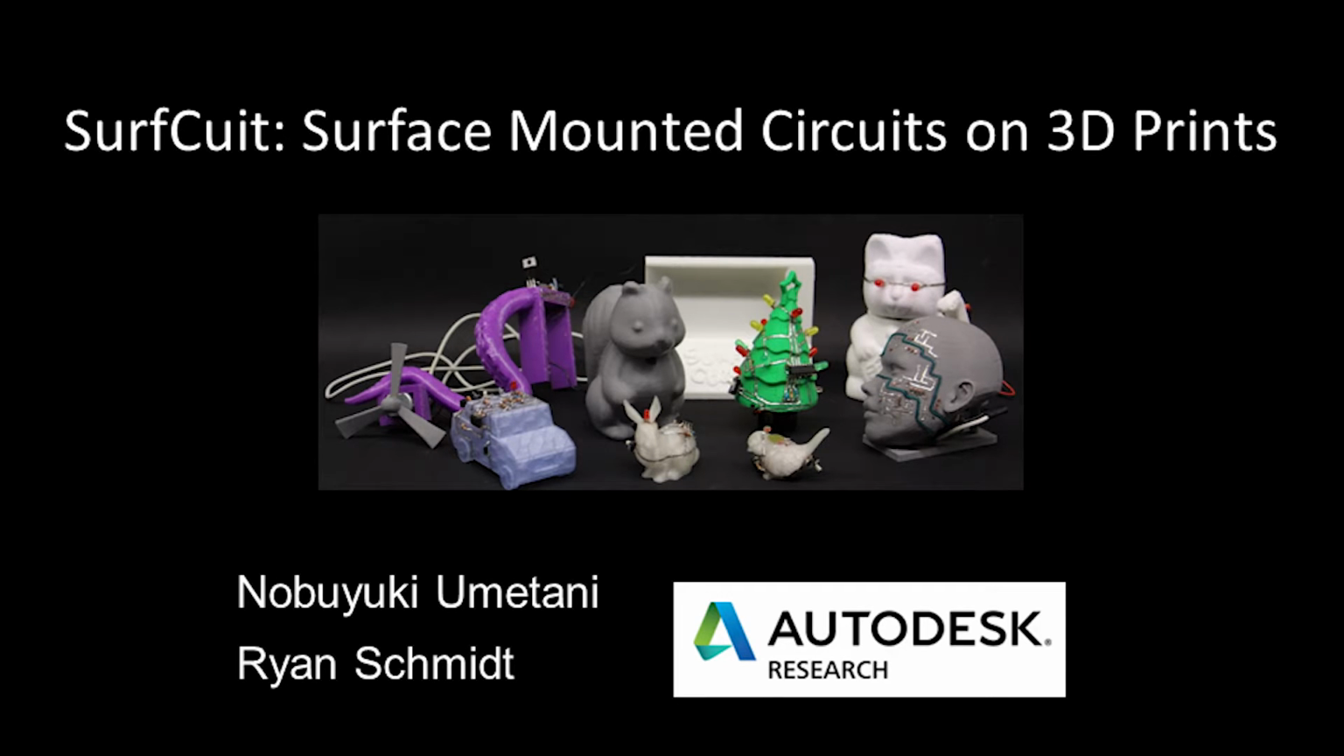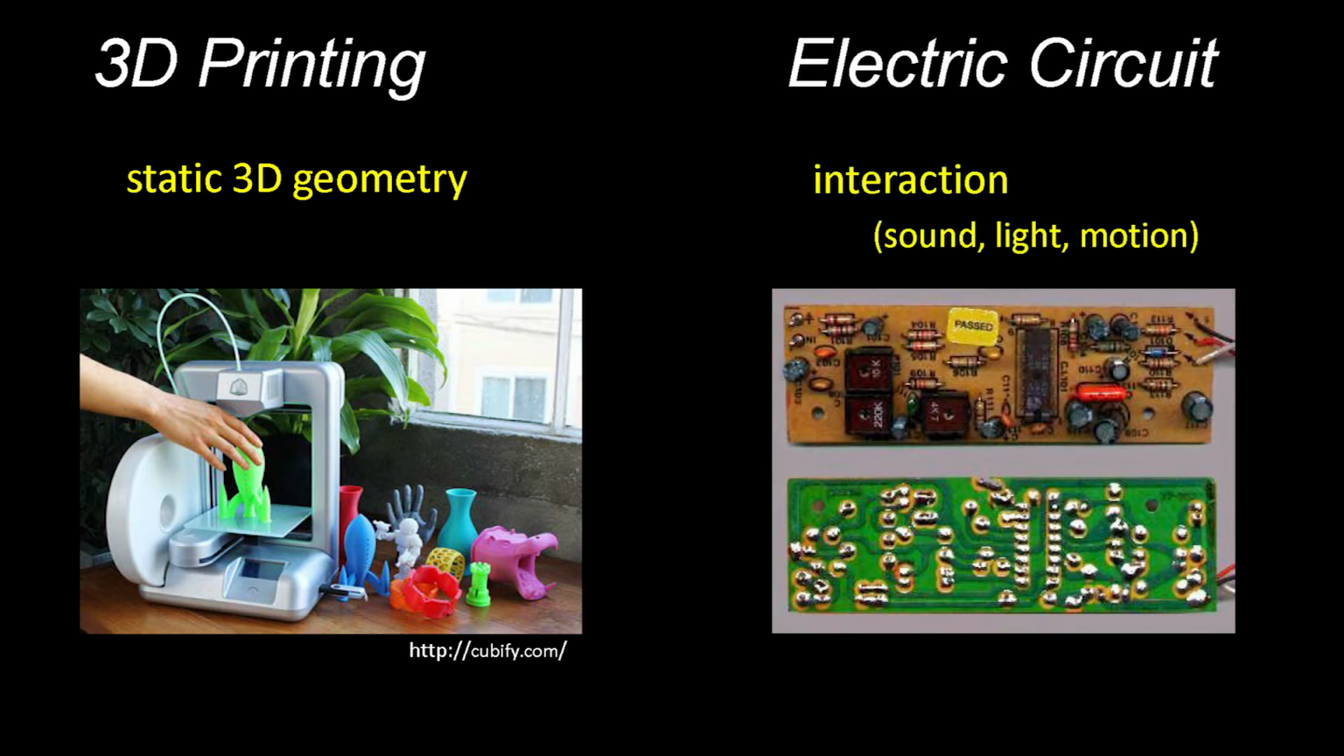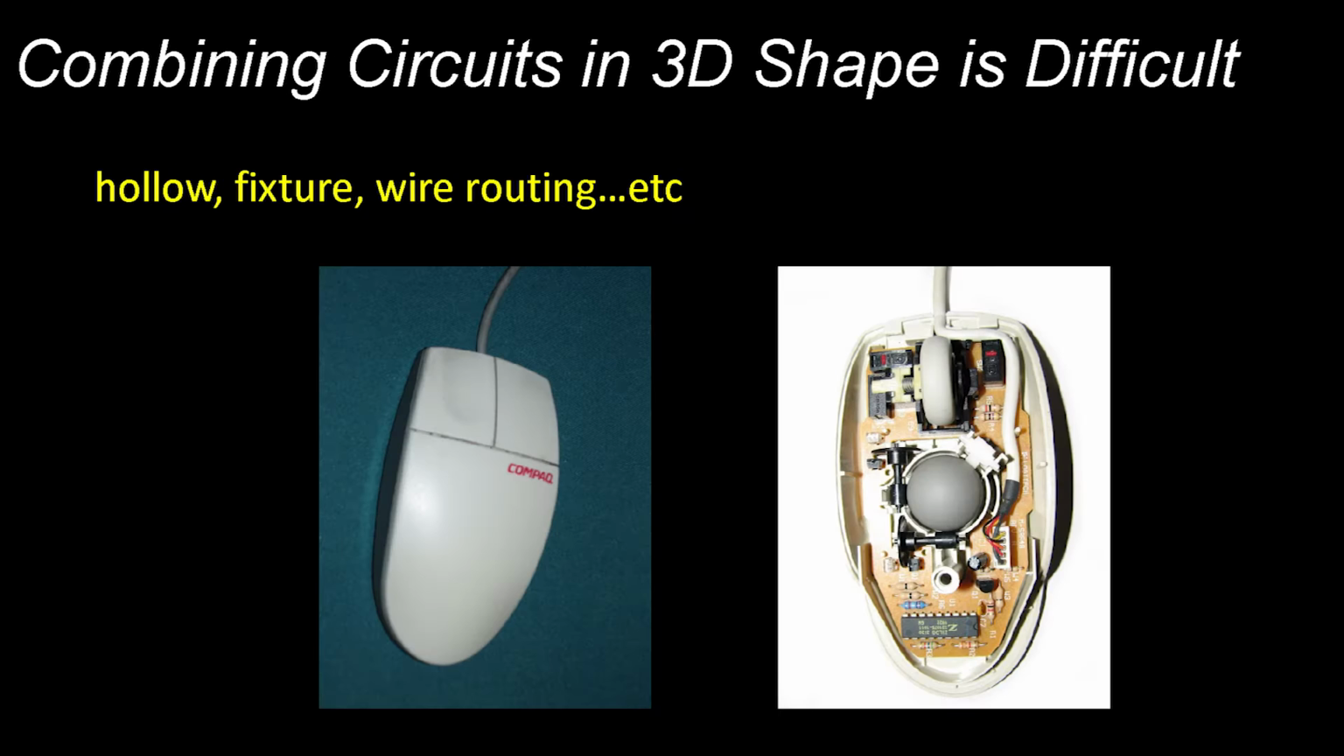3D printing makes it possible for anyone to fabricate complex 3D shapes, but the resulting objects lack interactivity. Electric circuits can be used to create interactions with light, sound, and motion. However, combining 3D prints and electric circuits is a challenge.